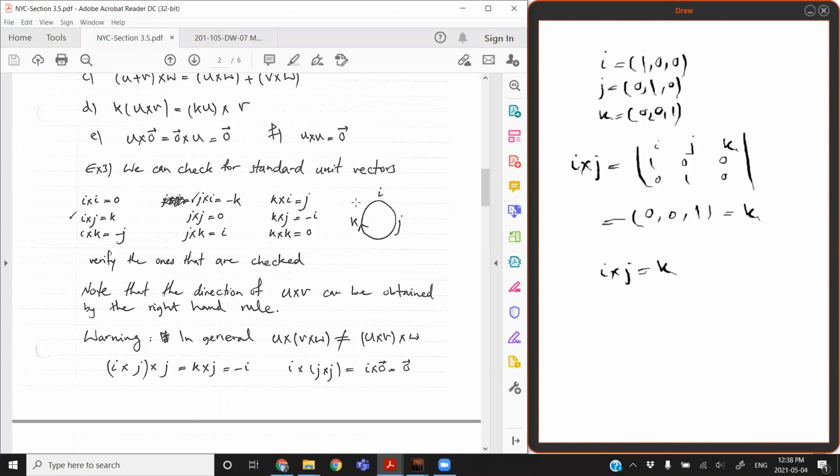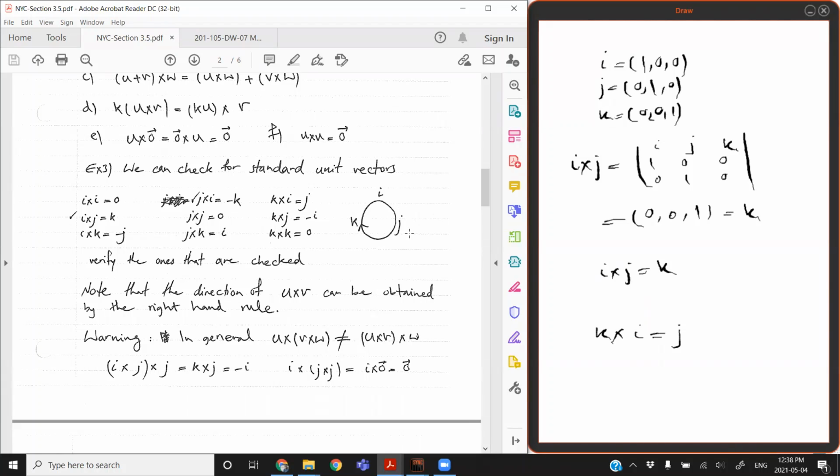Notice that the direction is i, j, k, and the direction is clockwise. So if you're multiplying these in the clockwise direction, you always get the next vector. For example, if you multiply i and j in this order, you get k. If you multiply j and k in this order, so j times k, you're going to get i. And if you multiply k and i in this order, so k times i, you're going to get the next vector, which is j.